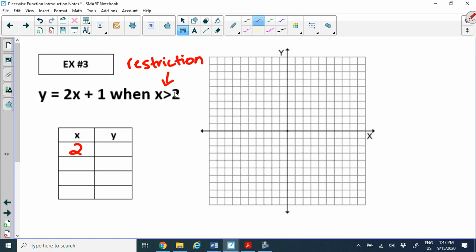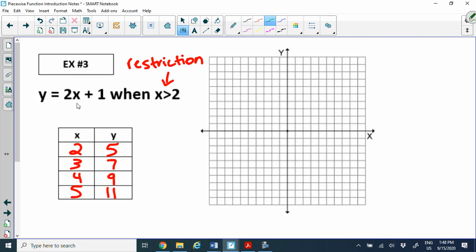Now we follow what the inequality tells us. It's saying greater than 2. So I need numbers that are bigger. So that's going to be like 3, 4, 5, okay? Now I'm going to plug these numbers into my x. Once again, you can use your calculator. So I get 5, then 7, 9, and 11.